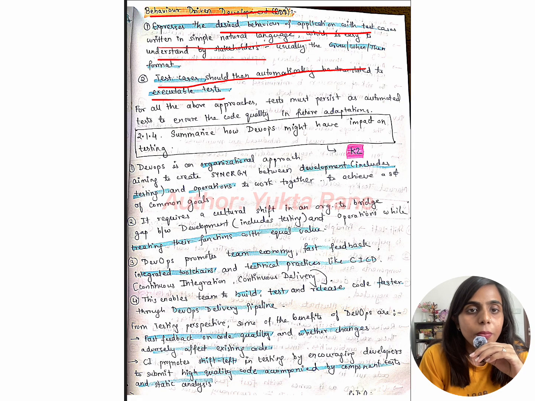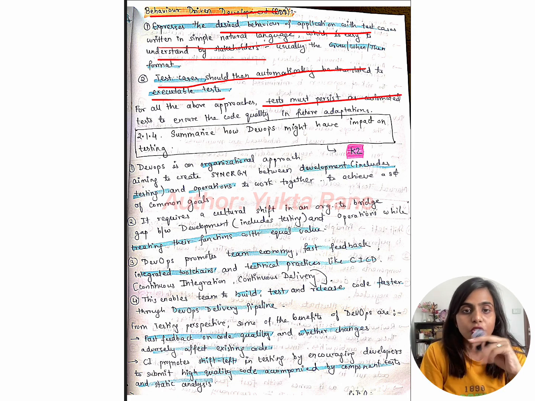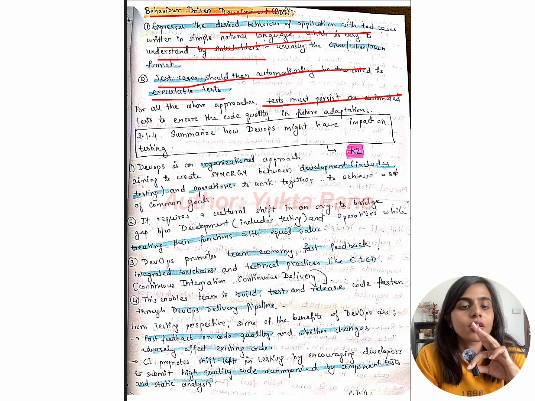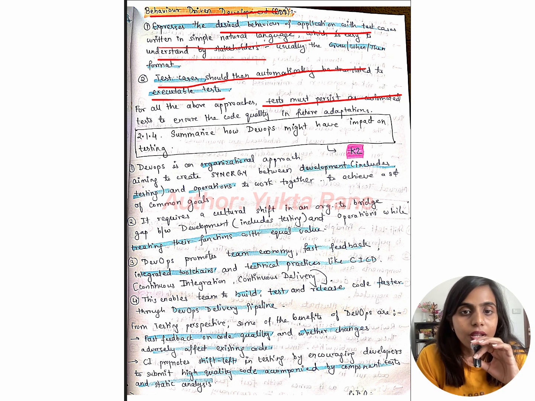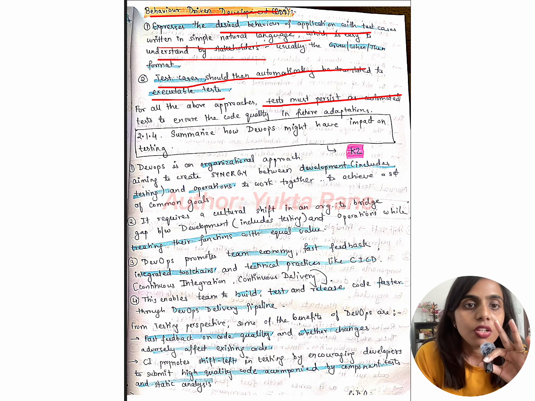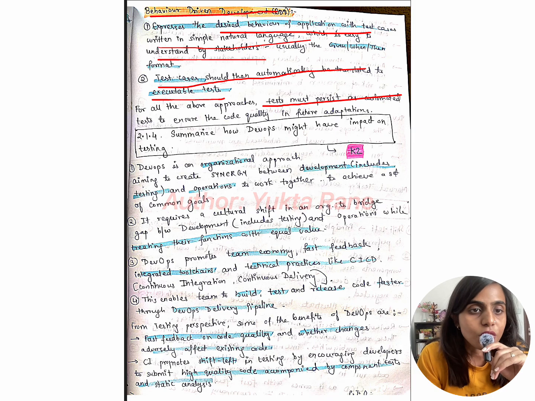Okay, for all the above approaches, tests must persist as automated tests to ensure code quality in future adaptations. So in test driven development (TDD), acceptance test driven development (ATDD), and behavior driven development (BDD), tests should be automated to the extent possible, so that it is very easy to ensure the code quality in future adaptations.